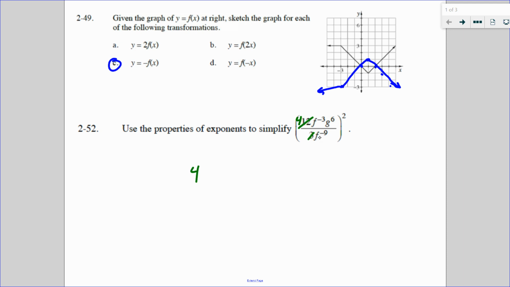For example, this f to the negative 9th is in the denominator, so I can move that up as a positive exponent. So I'd be dealing with f to the negative 3rd, f to the 9th, which would be f to the 6th. And then I have a g to the 6th as well, and that's all squared. So my final expression, I should say, is 16. Don't forget your 4 times 4. If you have to rewrite this, rewrite it. F to the 12th, and then g to the 12th.